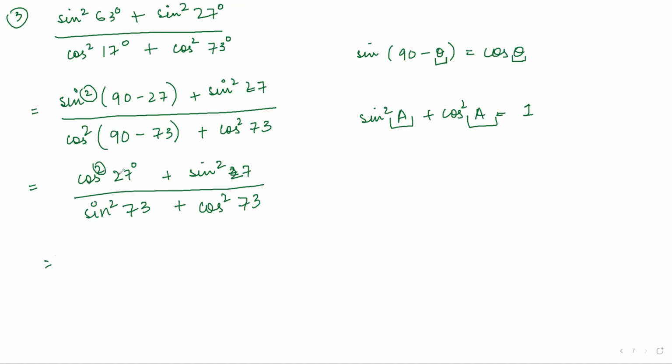Now this is cos square 27 plus sine square 27. So this is 1 divided by. Similarly, sine square 73 plus cos square 73 is 1. So the answer is 1.